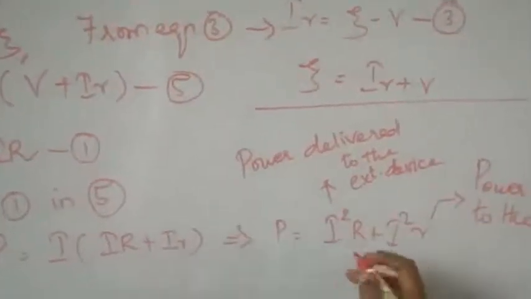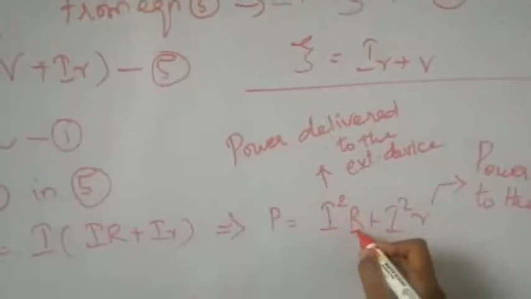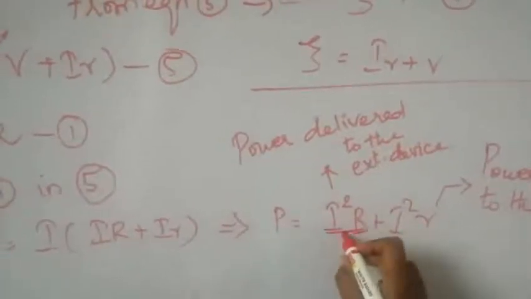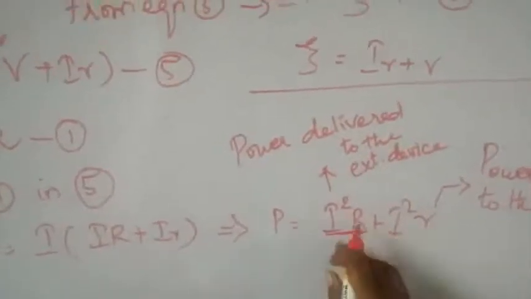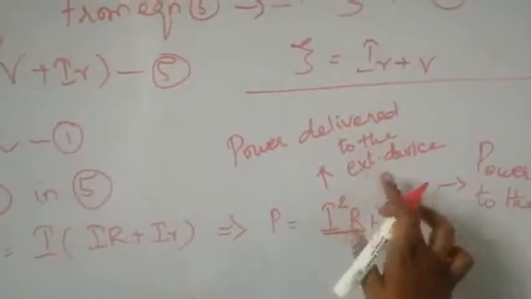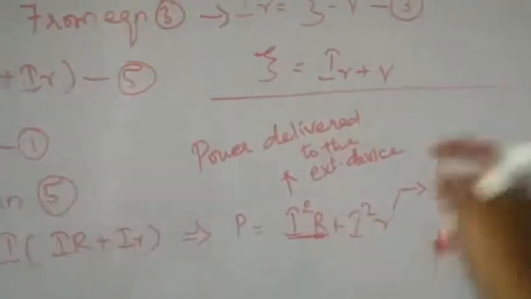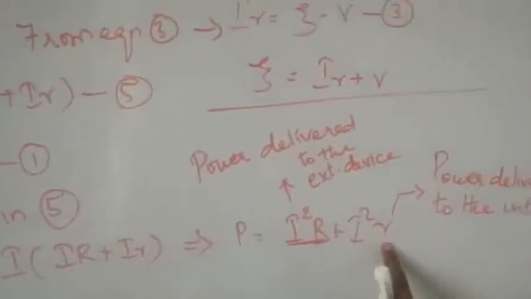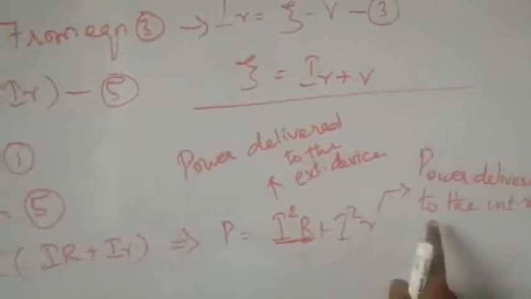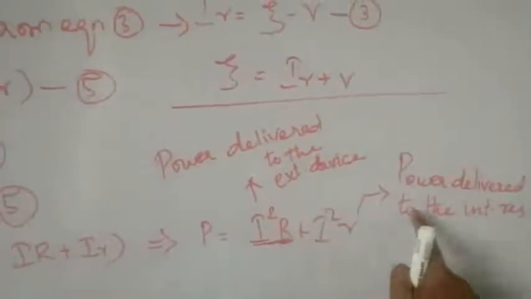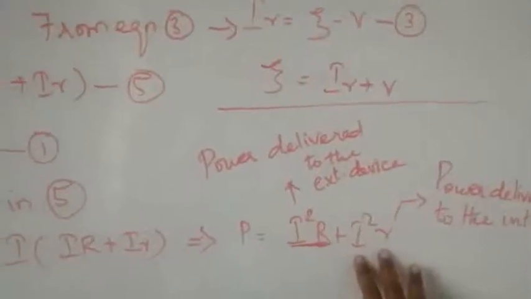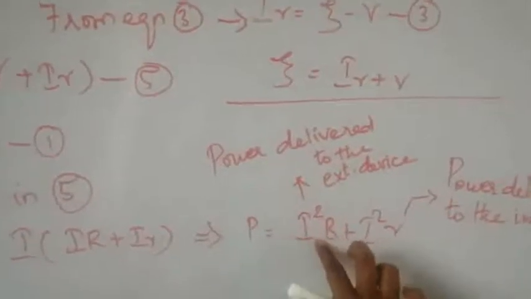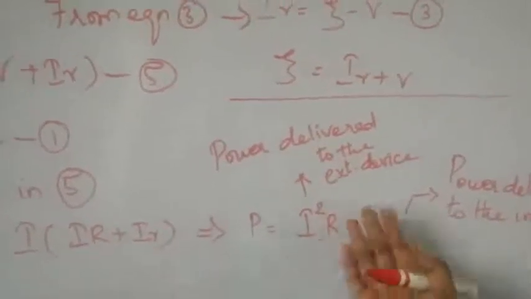Which is nothing but the power provided in the circuit. And we know that this is external resistance in the device or in the circuit. So this part I squared into R is nothing but power delivered to the external device. And this I square small r, where small r is internal resistance, is nothing but power delivered to the internal resistance, that is power delivered internally within the battery. Okay. So this is the part of power which is delivered to the device that we connect.